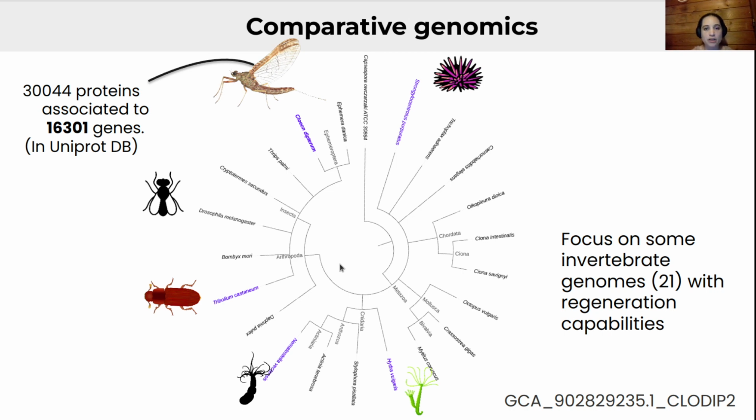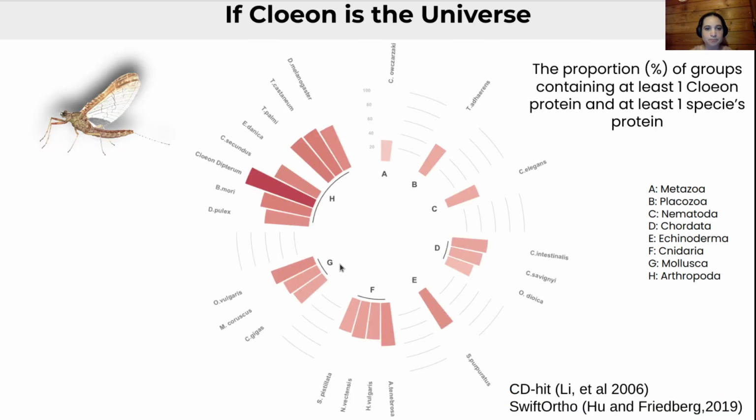As representative phyla, in this phylogenetic tree, we can find Arthropoda, in which we can find Cloeon dipterum and Drosophila melanogaster. That is the model organism of reference that transfers the annotation to Cloeon dipterum, and in which is based the main annotation file that we can find in UniProt associated to Cloeon, with a total of 16,301 genes and 30,044 proteins.